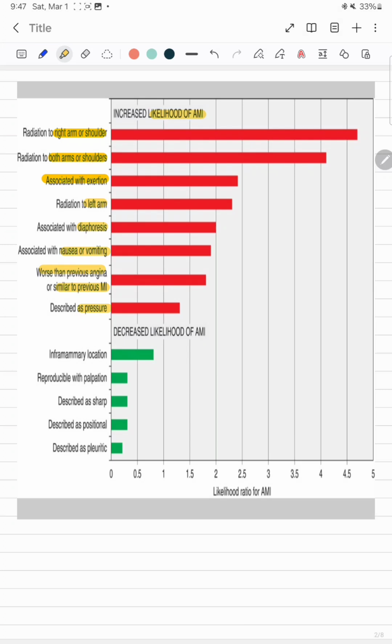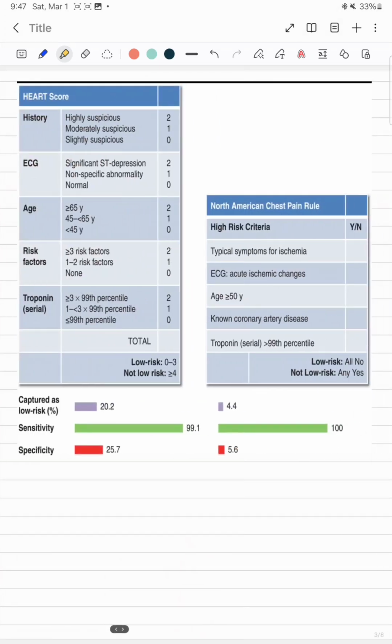In other cases, the likelihood of acute myocardial infarction is decreased. MI is less likely if the pain is in an inframammary location, reproducible with palpation, described as sharp, positional, and pleuritic. This type of pain is less likely to be acute myocardial infarction.